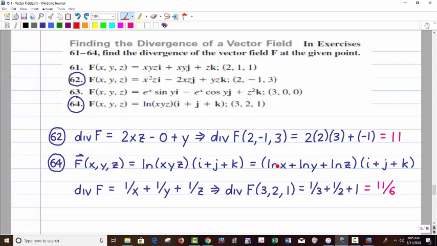So derivative of ln of x with respect to x, 1 over x. Ln of y will be 1 over y. Ln of z will be 1 over z. And then our point this time is (3, 2, 1). So you have 1/3 plus 1/2 plus 1 over 1 equals 11 over 6.